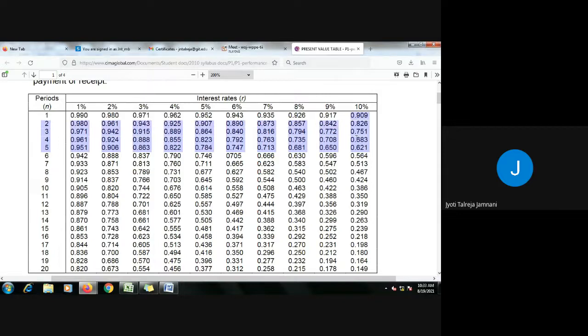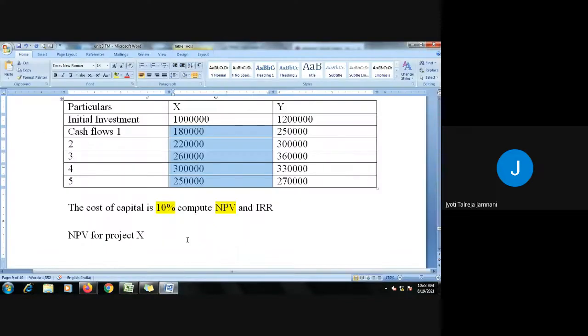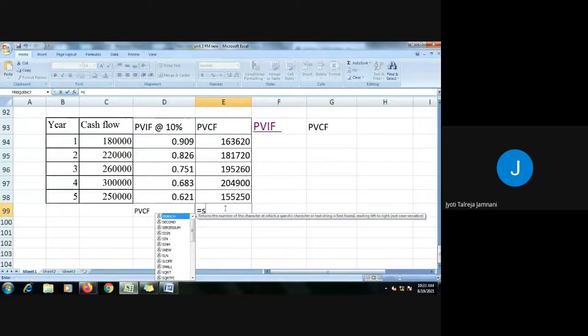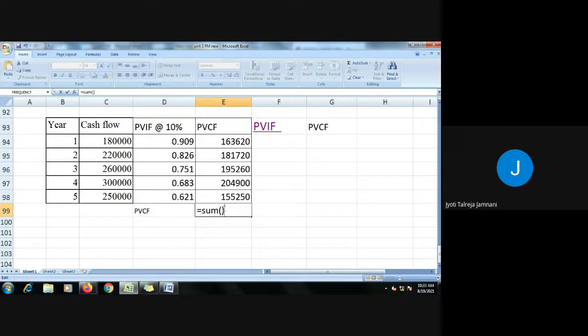Okay, now the present value of cash flows. How to find it? We'll multiply the cash flows with the present value interest factor. Just drag it, and I'll get it for all the years. You have to do it using your calculator in the exam, so you need to manually practice it at home using your calculator. Try solving it. We'll find the present value of cash flow in the offline class. We're doing it on the calculator only.